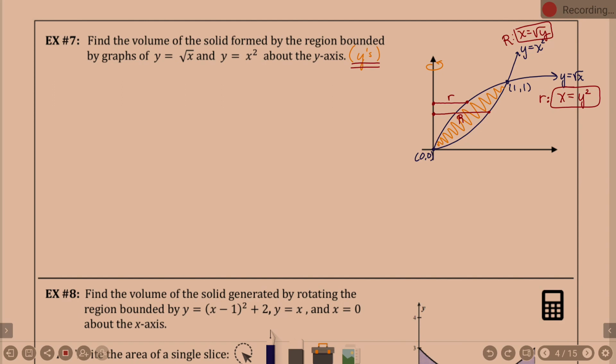Okay. Now, back it up. That didn't go quite as smoothly as I'd hoped. Could you have set them equal to each other? Yes, definitely. It would have been x squared equal to square root of x, and you'd have to work that.